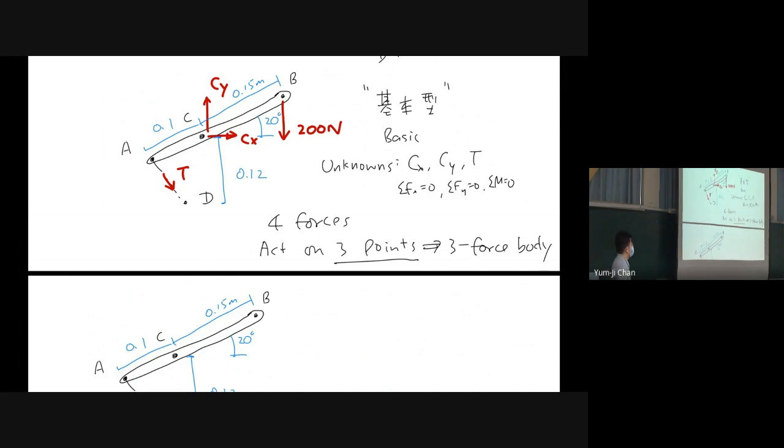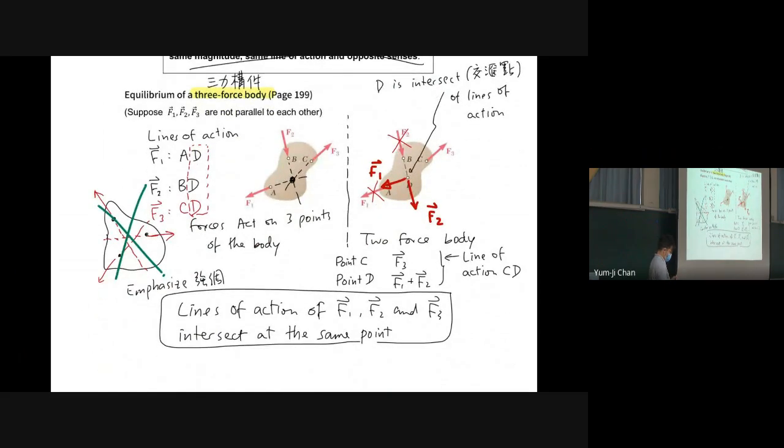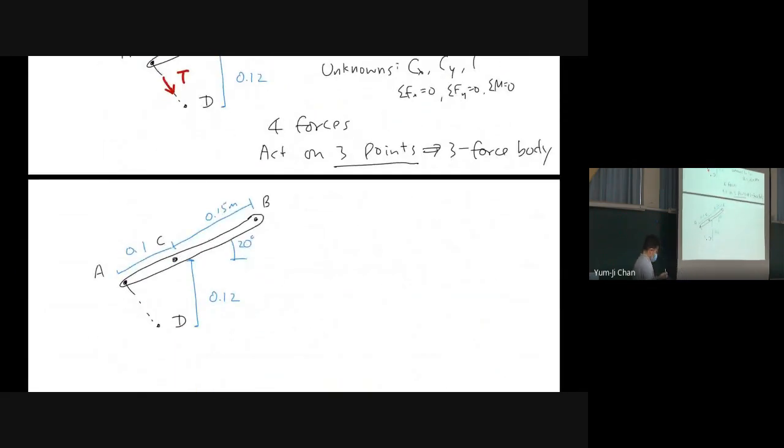Now, what do we know about 3 force bodies? The lines of action of F1, F2, and F3 would intersect at the same point. Now let's talk about this problem. We have this 200 newtons, right? This is given.